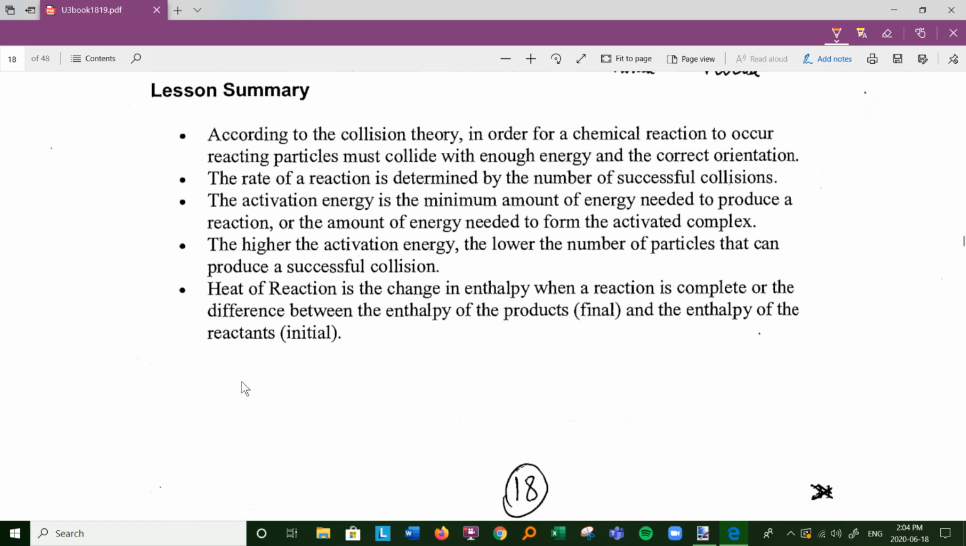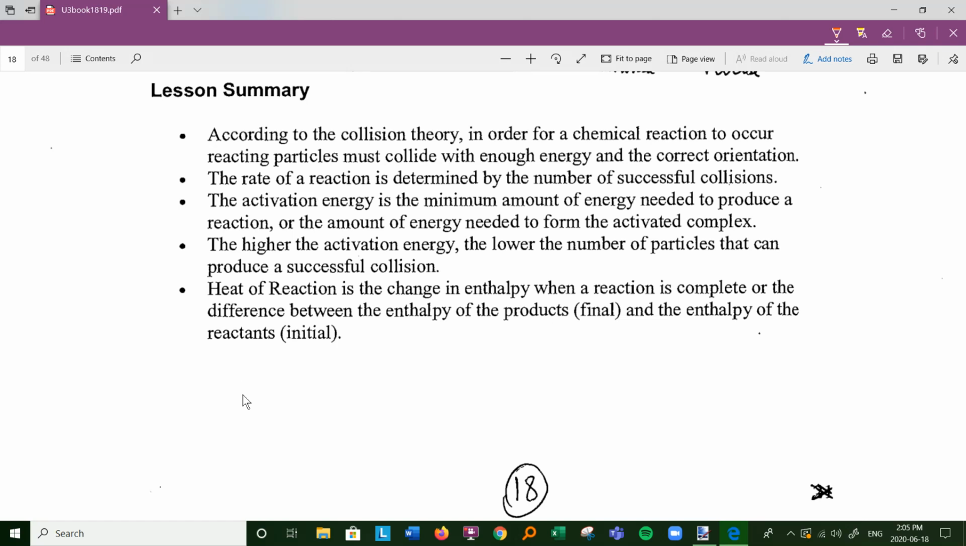So, according to collision theory, in order for a chemical reaction to occur, this is just a mini summary. Then we're going to do more of these potential energy profiles. Reacting particles must collide with enough energy in the correct orientation. The rate of reaction is determined by the number of successful collisions. The more successful collisions per second, the higher the rate. Activation energy is the minimum amount of energy needed to produce a reaction, or the amount of energy needed to form the activated complex. The higher the activation energy, the lower the number of particles that can produce a successful collision.